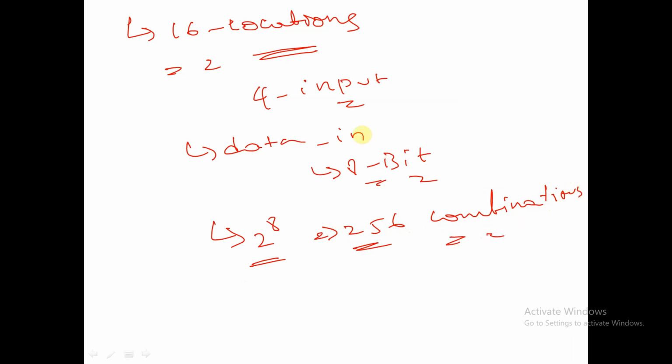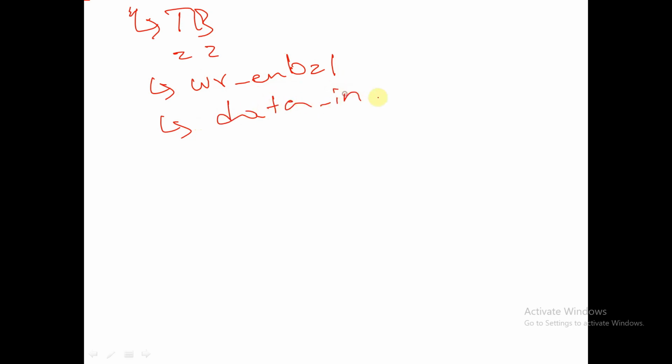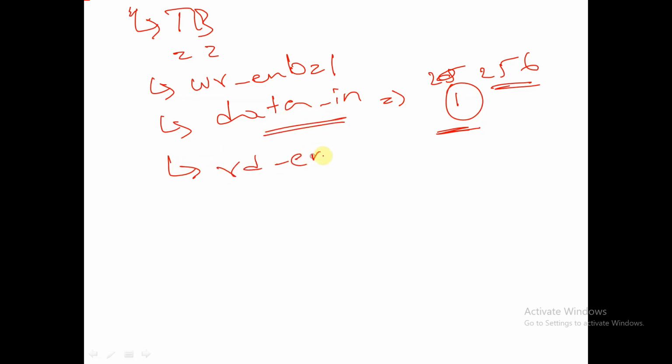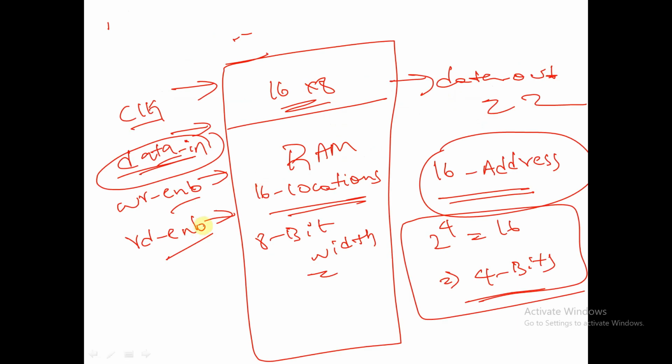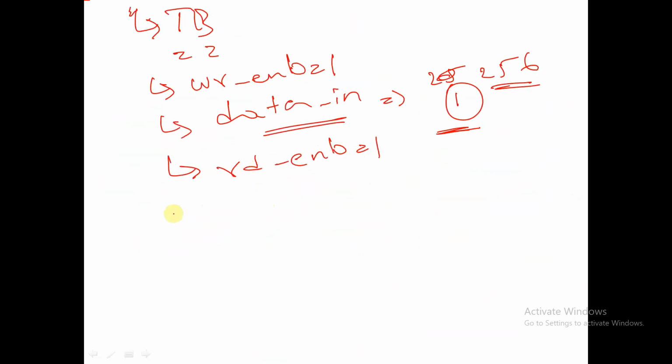So if you want to test this RAM design, you will start writing a test bench. You will first make this write enable signal equal to 1, and you will give some data in these 256 combinations. At first, you will give some random first sequence, and if you want to read the data, you will make read enable equal to 1. So this is what you will do, and the address is very important.